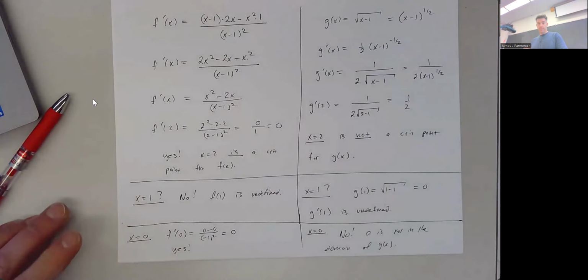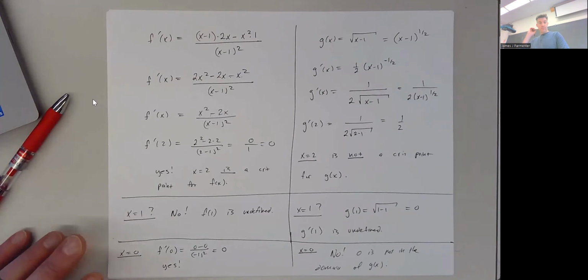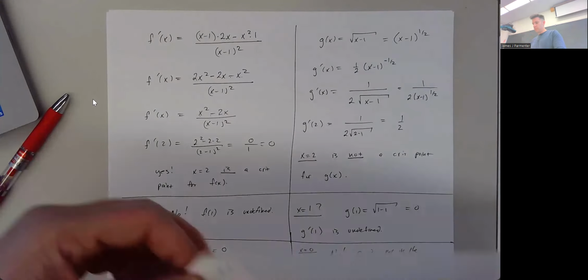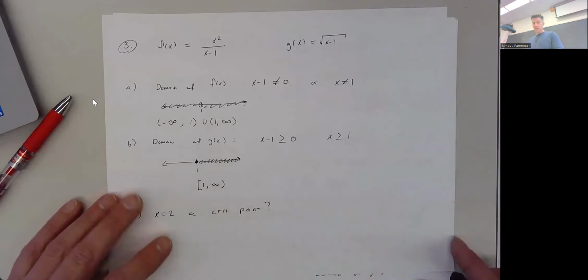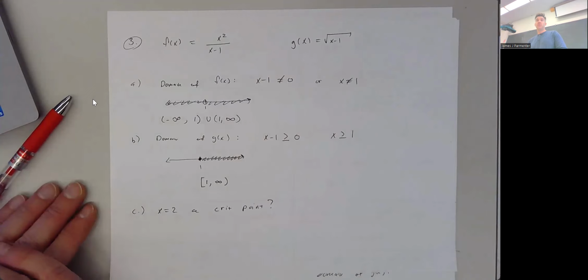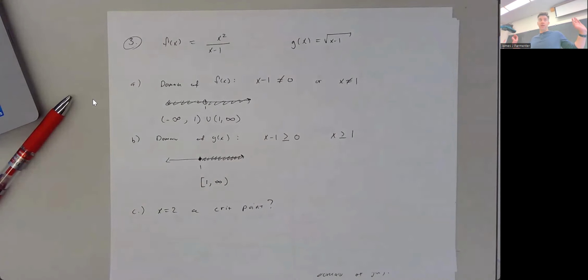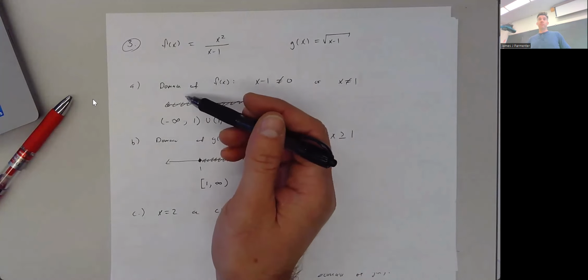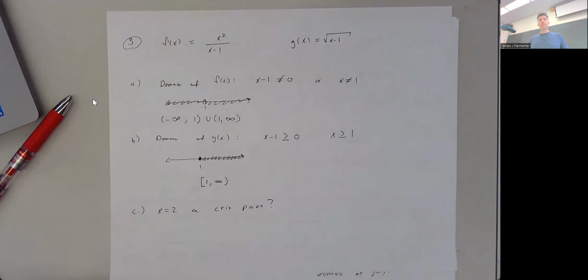How is x equals 0 in the domain for f of x? Well, look at the original function. If you look at the original function, the only thing that's out of bounds is x equal to what? Right. 0 is totally fine. If you plug in 0, you get 0 over -1, which is 0. Good? Cool.